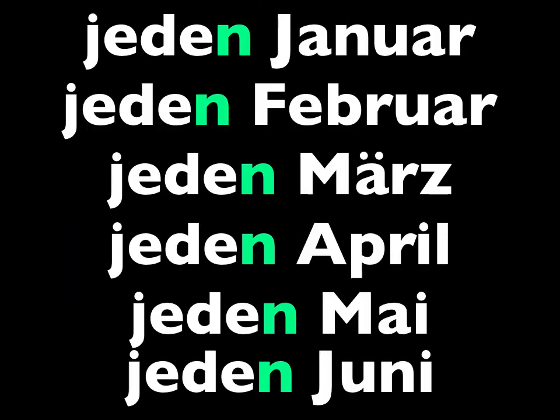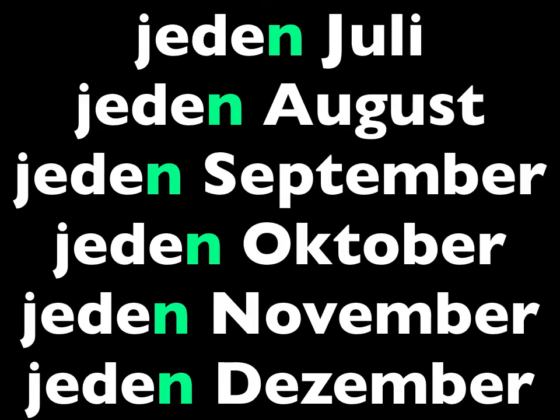Good. The months are all masculine too, so say every January, February, etc. Jeden Januar. Jeden Februar. Jeden März. Jeden April. Jeden Mai. Jeden Juni. Jeden Juli. Jeden August. Jeden September. Jeden Oktober. Jeden November. Jeden Dezember.